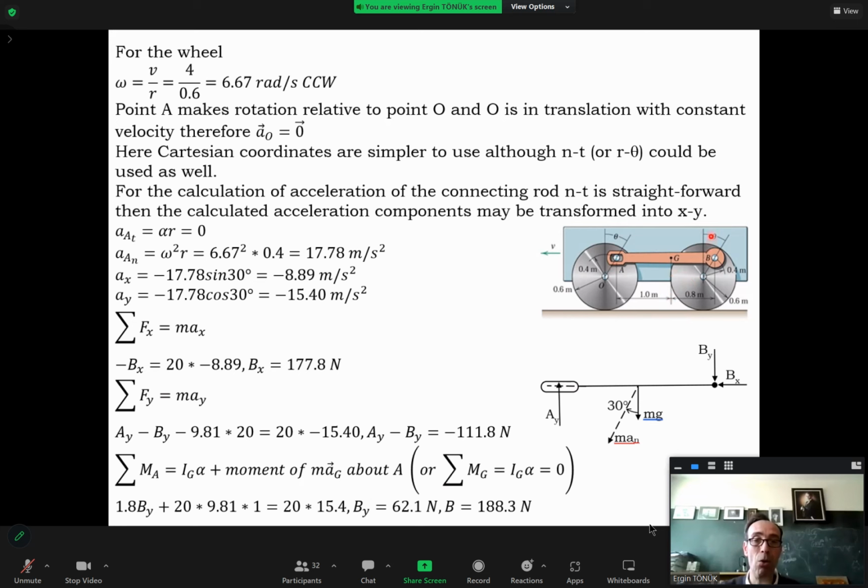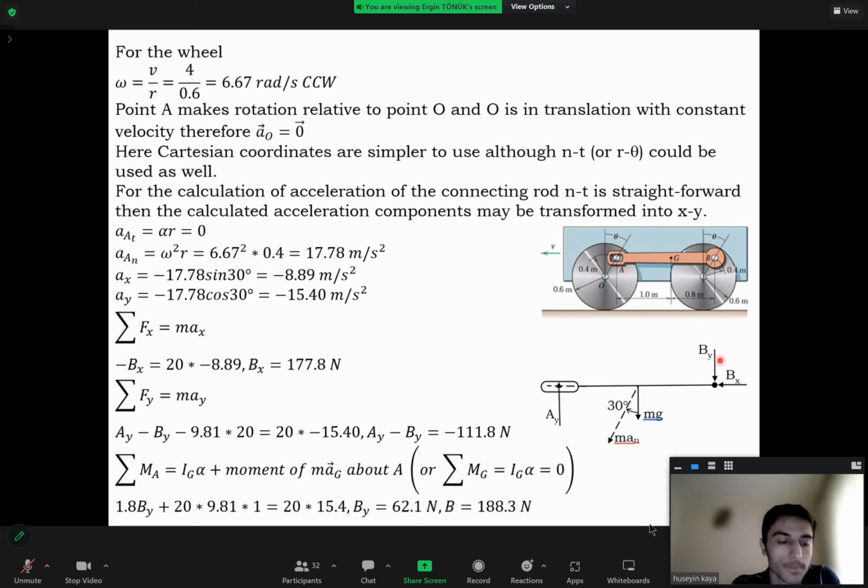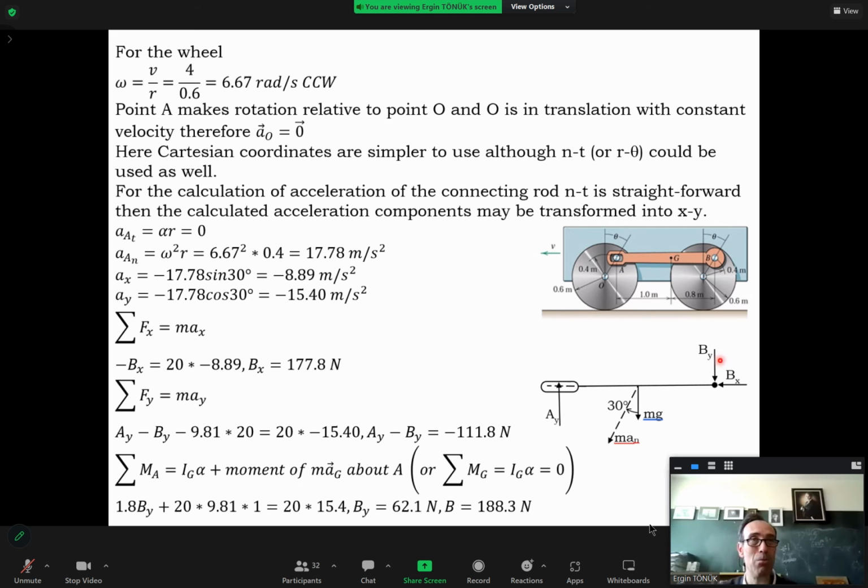But for B, what happens? You have a pin and there's a hole, so you can't move it horizontally. You have an X reaction. You can't move it vertically. You have a Y reaction. Those reactions are restricting those, but rotation is permitted. Therefore, there is no moment here, assuming it's frictionless. Thank you, hocam. Okay, sure. Any other questions before we proceed?